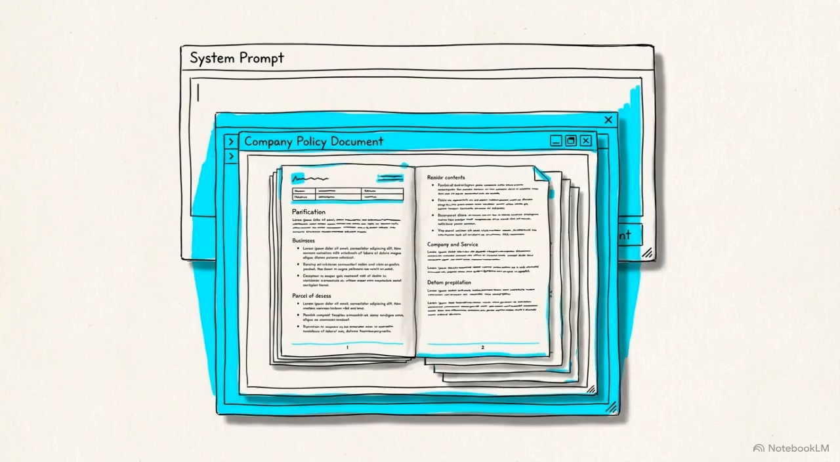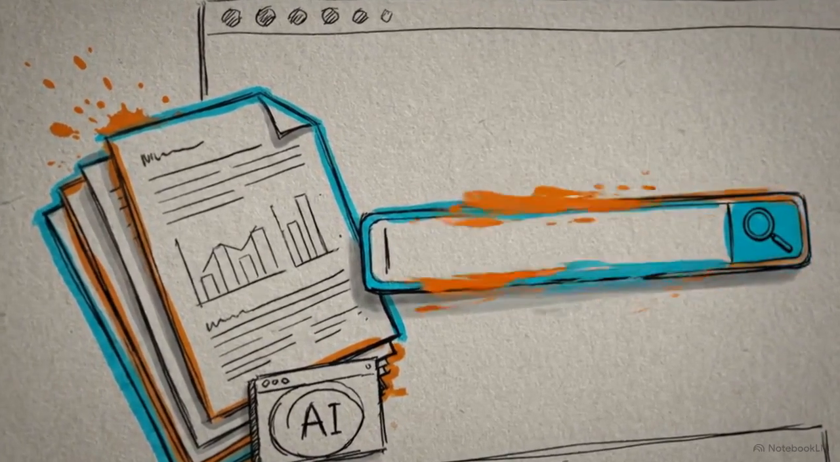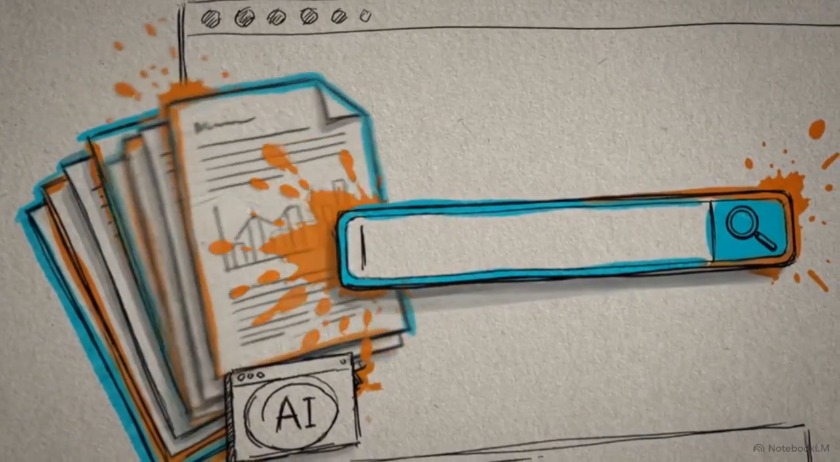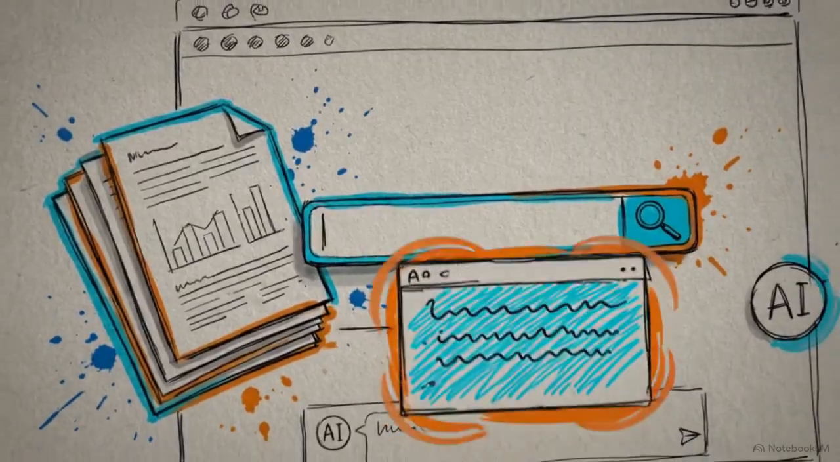Instead of permanently altering the model, we can provide it with temporary external context. This is Retrieval-Augmented Generation, or RAG. It leaves the original model untouched while allowing it to answer questions using your specific private data.